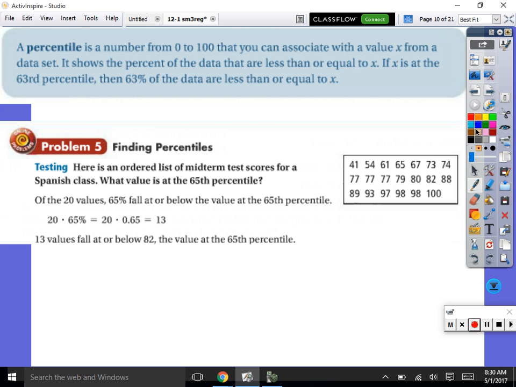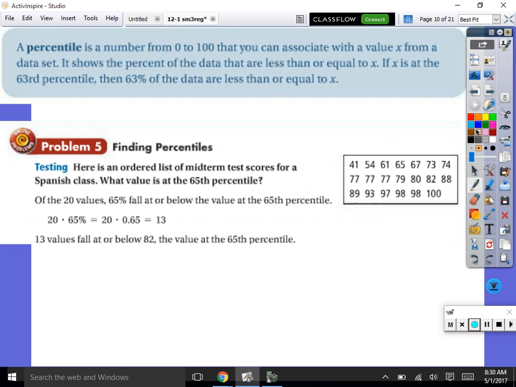Now, when we're talking percentile, you don't use these values to find the percent. It has nothing to do with these. Does everybody understand that? I want to know, for example, what's at the 65th percentile. That means what score is going to be at the 65th percentile, meaning that 65% of these scores will be at that score or below that score.